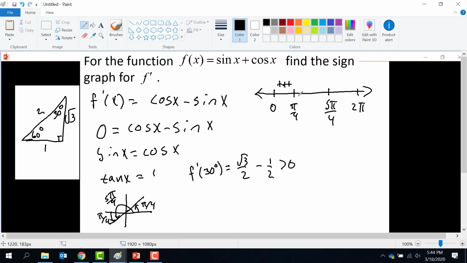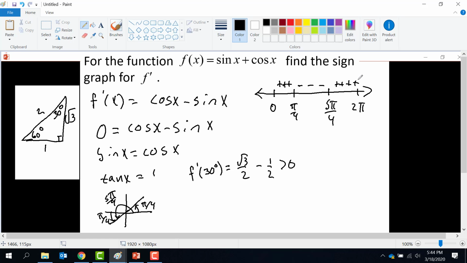Past pi over 4, in between pi over 4 and 5 pi over 4, we can use pi over 2 because that has a nice output, a quadrant angle. The cosine of pi over 2 is 0. The sine of pi over 2 is 1. 0 minus 1 is negative 1, and that works out like that. Now we need to get past 5 pi over 4, and we can use 3 pi over 2. That's another quadrant angle. Cosine of 3 pi over 2 is 0, and the sine of 3 pi over 2 is negative 1, so minus the negative 1 gives us a positive 1. And so we're going to be positive.